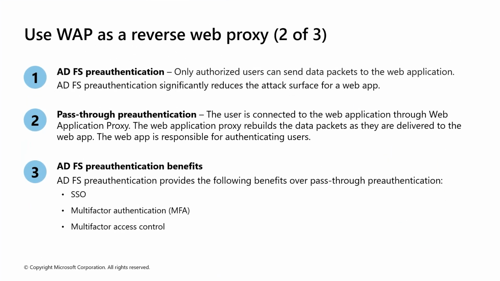WAP supports two types of pre-authentication: ADFS pre-authentication and pass-through pre-authentication. ADFS pre-authentication ensures that only authorized users can access web applications, significantly reducing the attack surface. It also provides benefits like single sign-on, multi-factor authentication, and access control. In pass-through mode, WAP simply forwards requests to the web application, which is responsible for authenticating users.